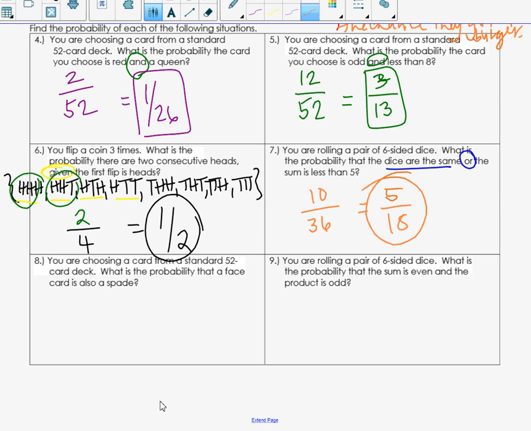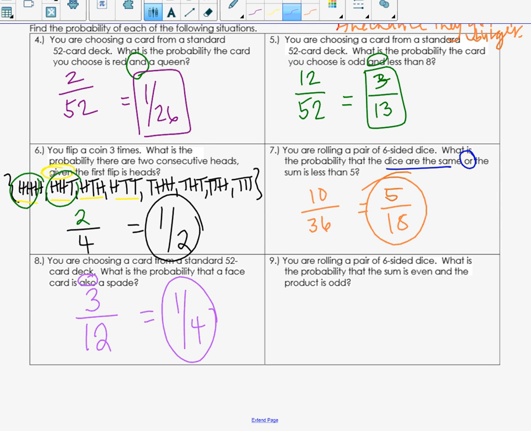For number 8, you are choosing a card from a standard 52 card deck. What is the probability that a face card is also a spade? Okay, you guys, this is conditional probability because it says, what is the probability that a face card? So it's telling you you're looking at the face cards. There's 12 of them. Okay. What is the probability that if you know it's a face card, it's also a spade? 3 of those face cards are spades. So it's 1 out of 4. Okay. So remember we said also is a key word with conditional.